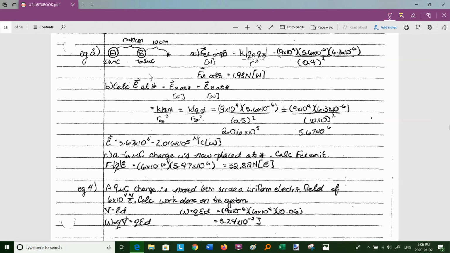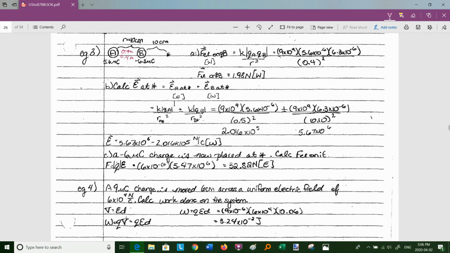Example 3, here we have a collinear case where we have two charges. A is 5.6 microcoulombs, B is minus 6.3 microcoulombs. R is so many centimeters between the two of them, and that is 40 centimeters, or 0.4 meters. Oh, that 4 became a 9, didn't it? Try again. 0.4 meters. There you go. And then from B to a point in question is 10 centimeters.